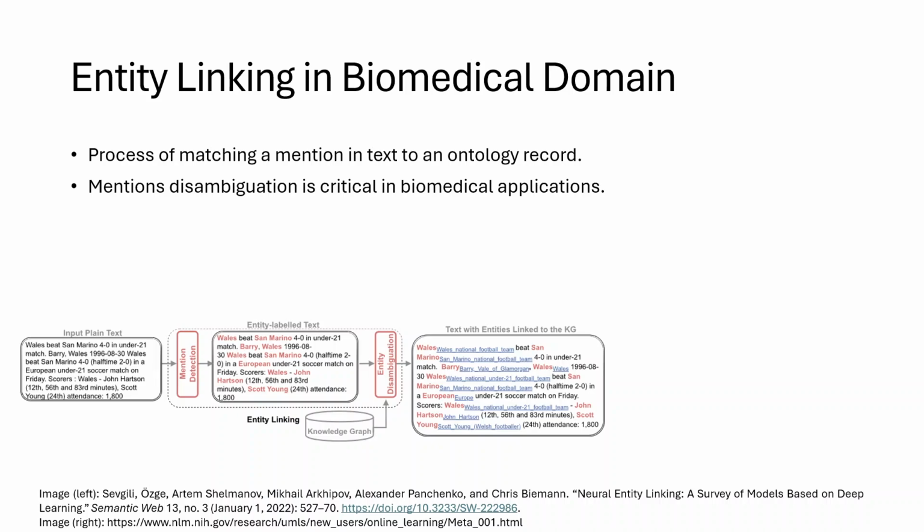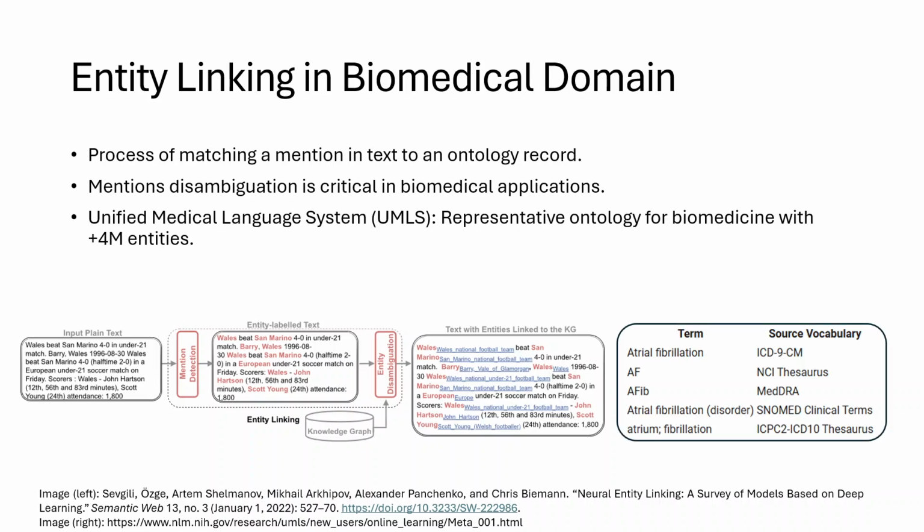Mention disambiguation is critical, and even more critical in biomedical applications, because it's very important to be as concrete as possible. And the ontology that we are going to use to do this comparison between the mentions and the records is UMLS, a huge representative ontology for biomedicine with more than 4 million entities related to medicine.